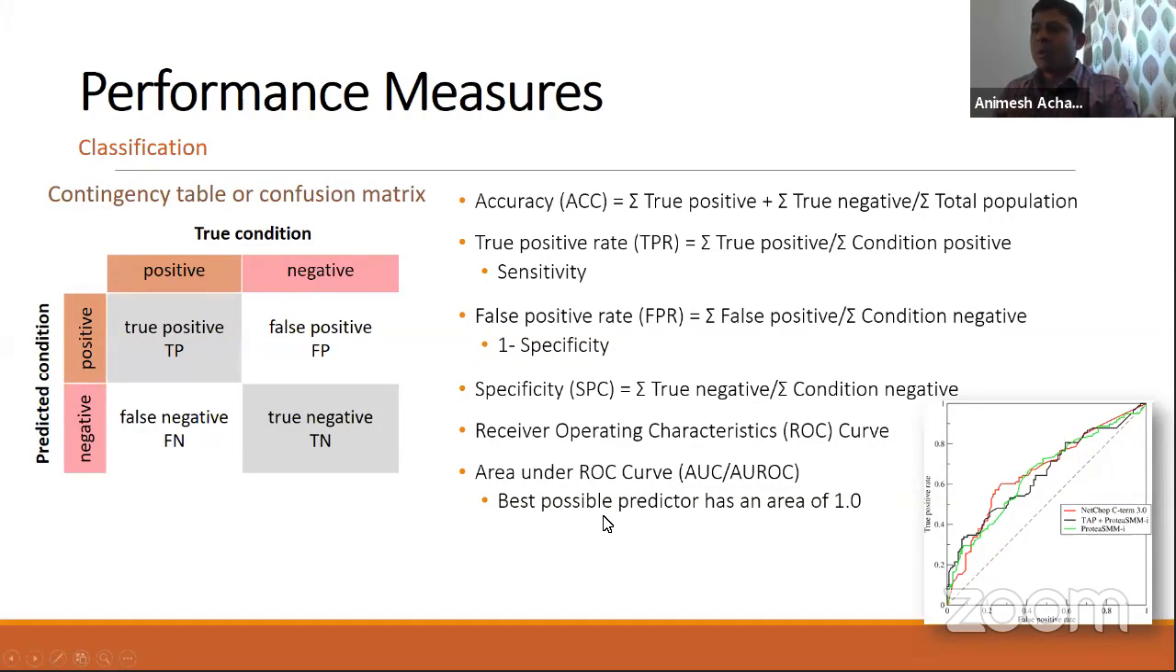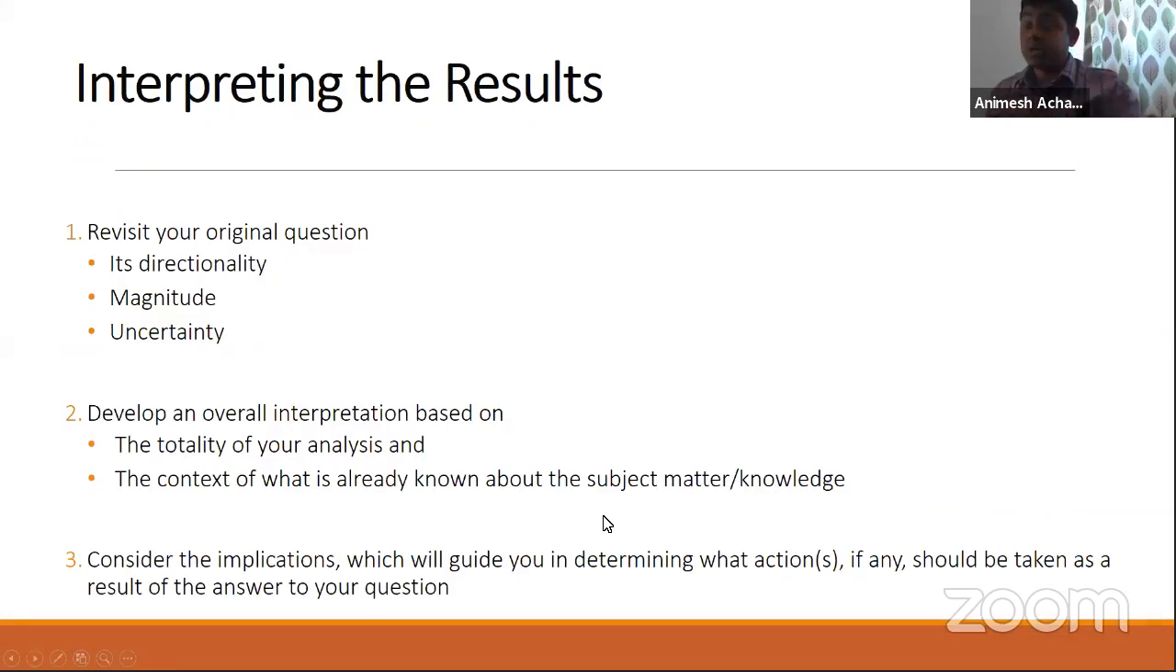Now, once you get your results, you might want to interpret them. How do you interpret your results? Remember, these are the 5 principles I talked about. This is, I think, the 4th one, and you are now interpreting your results. So you want to revisit your original question. What did you want? Is it directionality? Is it magnitude? Is it uncertainty or standard deviation from the model? Develop an overall interpretation.